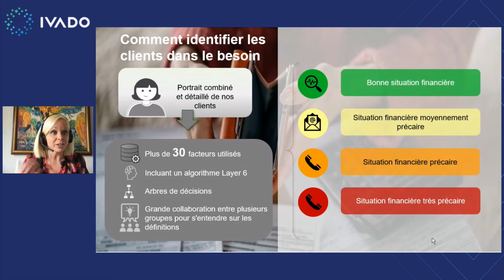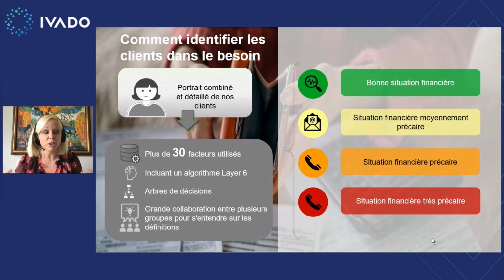To know that, we needed to build a decision tree to find client categories based on their financial situation. So we used all the knowledge we had from our business partners, including our data knowledge, to implement business rules in our decision trees, including layer 6 algorithms.